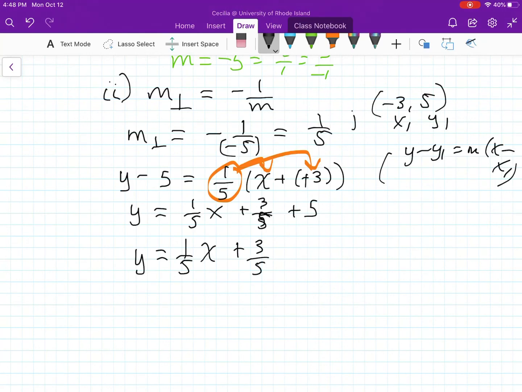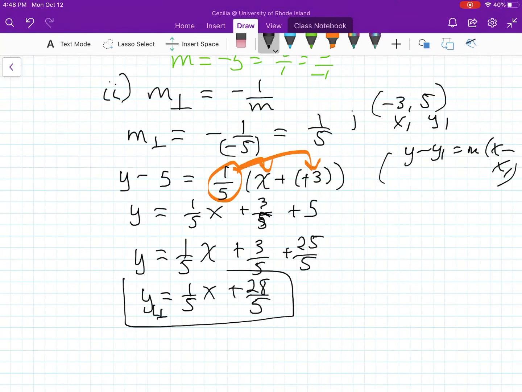And now we need to make 5 have a denominator of fifths, so we just have to multiply it by 5 over 5. So it's 25/5. So now we have a line y equals 1/5 x plus 28/5. And that's our perpendicular line. So maybe I should call this L, maybe just a little perpendicular sign, I don't know. Or we called it L2 before. But now we have this line.